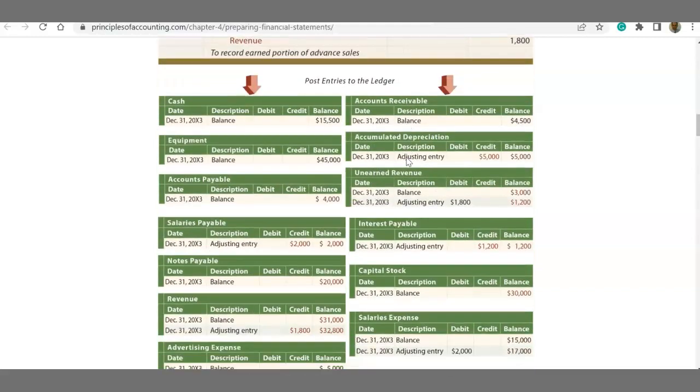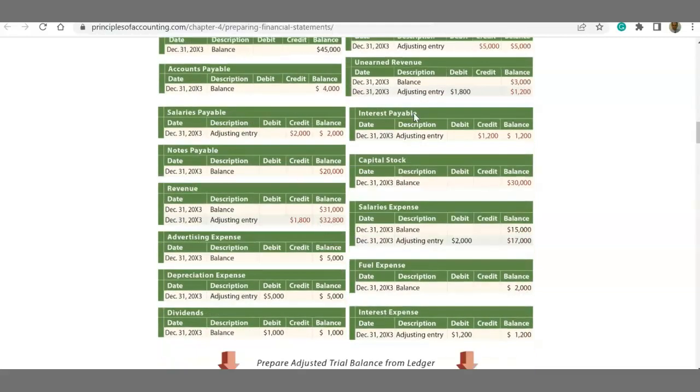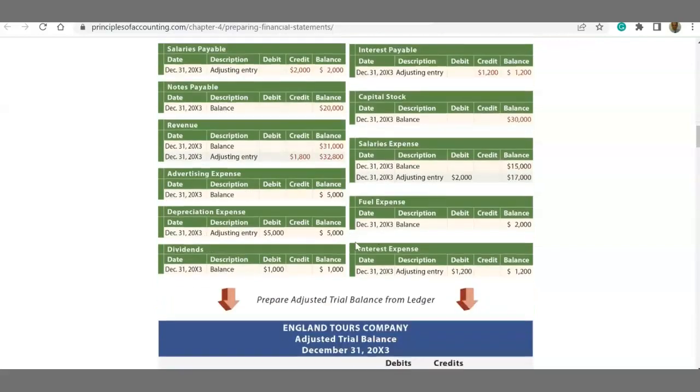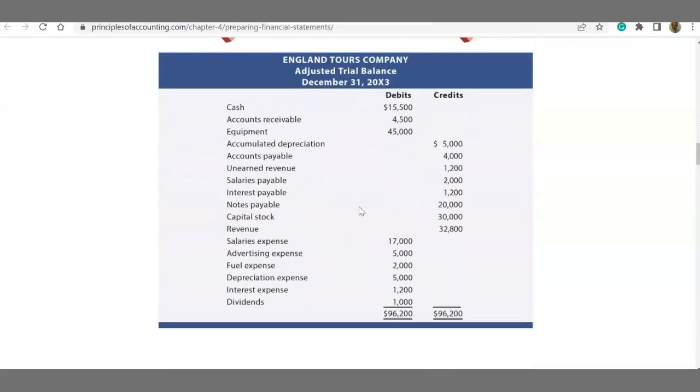After adjusting journal entries are done, make sure your T accounts are updated, posted to the T accounts, and you prepare the adjusted trial balance. At this point, again, make sure at the bottom you have equal balances, and everything that is a debit is on the debit side. Everything that is a credit normal balance goes on the credit side. It's very easy to make a mistake in the trial balance. Let's say this $5,000 is very easy to put on the debit side, and you completely mess up the whole thing.